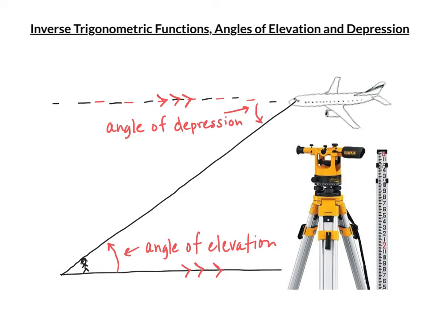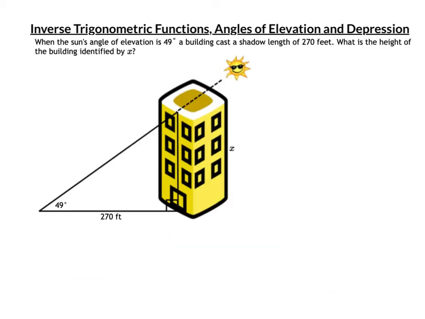You've probably seen these devices as you've driven around town. They use them to do surveys and measure angles to be accurate about locations. In this example, you're given the angle of elevation, it's 49 degrees. The angle of elevation is the distance from a horizontal up to the top of an object, or the object you're looking at. It's 49 degrees, and the shadow of the building is 270 feet. How high is the building?